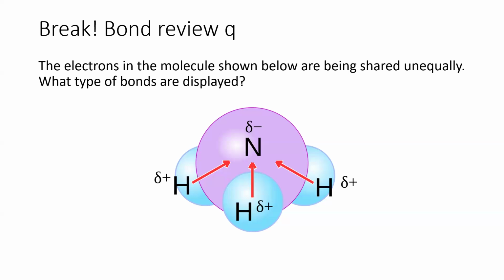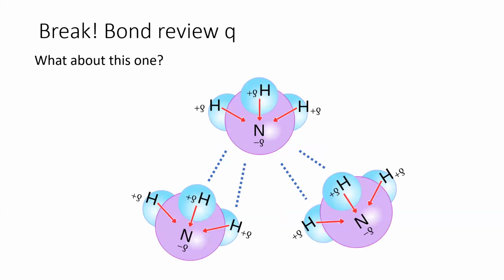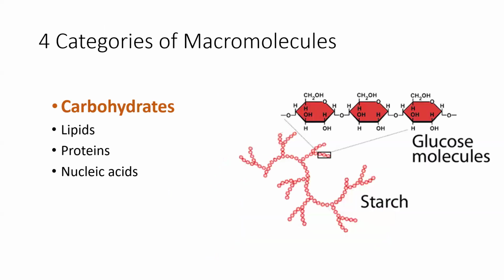If I said they're being shared equally, what type of bond would it be? Nonpolar covalent. Yep, cool. I have another one. This one hopefully should be easier. What are we seeing here? What's going on? Hydrogen bonds. Yes, lovely hydrogen bonds. I could have added more molecules and more hydrogen bonds because I made this figure, but these little dotted lines are hydrogen bonds. Cool. We're going to keep going.